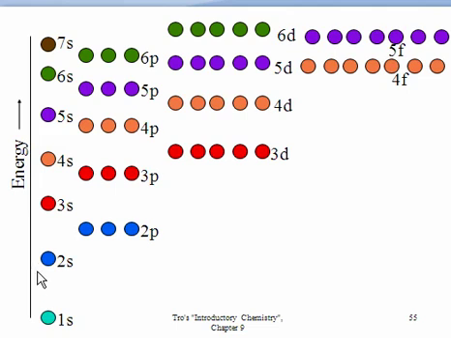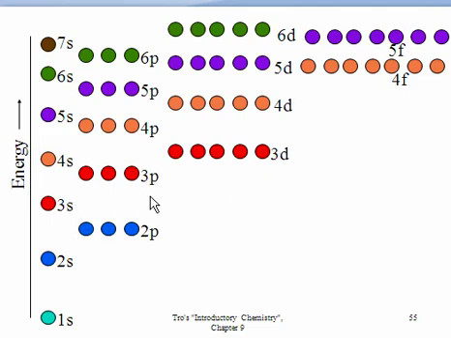The next higher energy level is the second energy level, and we have an S subshell and a P subshell, and the S is lower in energy than the P. The S subshell has 1 orbital, and the P subshell has 3 orbitals. Now let's look at the third energy level. The third energy level has 3 subshells, S, P, and D.